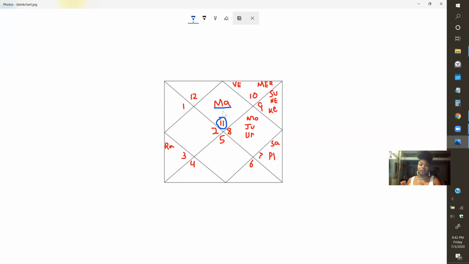So when you're learning how to read your chart and you want to search your birth chart and find out, well, what does this mean? Take it house by house. You don't really have to worry about these other houses that don't have planets in them.